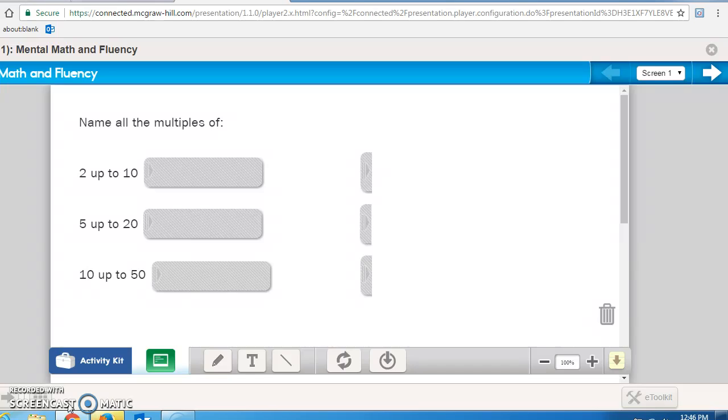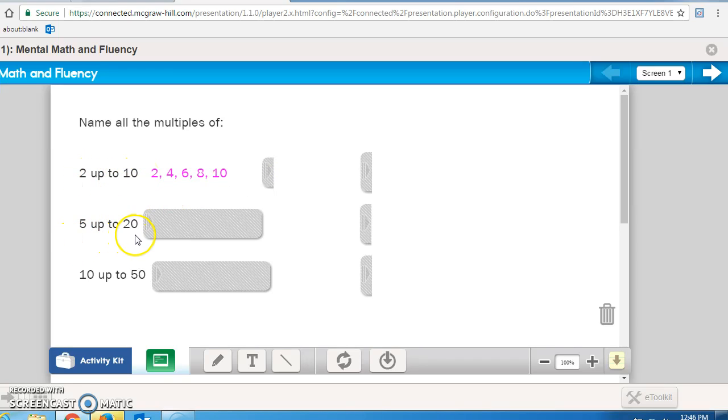Name all the multiples of 2 up to 10. So I start with the number 2. 2 times 1 is 2. So a multiple of 2 is 2. 2 times 2 is 4. 4 is a multiple of 2. 2 times 3 is 6. 6 is a multiple of 2. 2 times 4 is 8. 8 is a multiple of 2. And 2 times 5 is 10. That's where we stop. We said between 2 and 10.